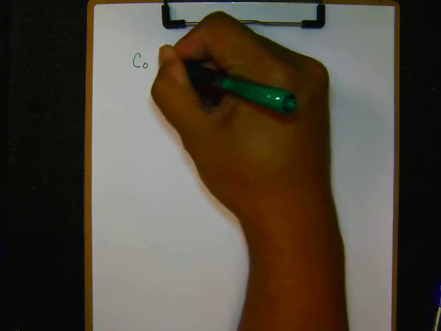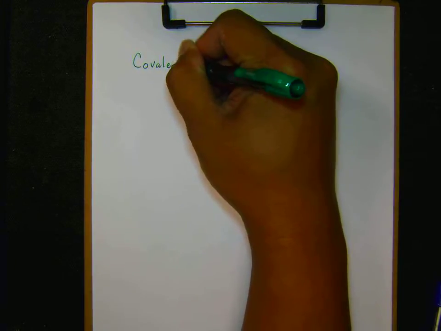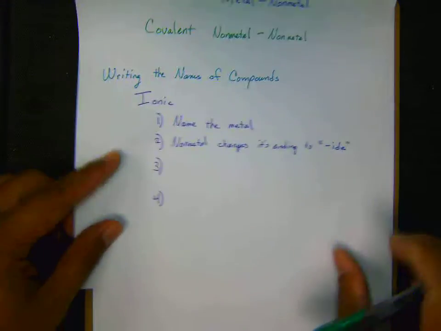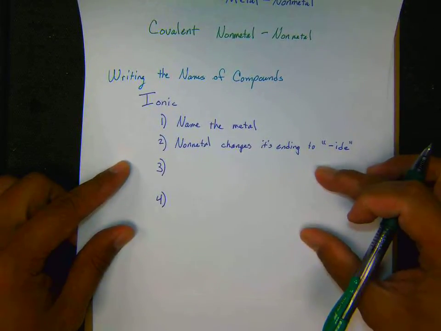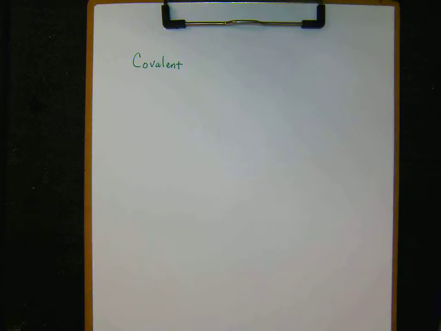Okay. We are going over covalent now. All right. So you should have two spaces for these. And we're just going to go on to the next thing, covalent. We're going to name covalent.